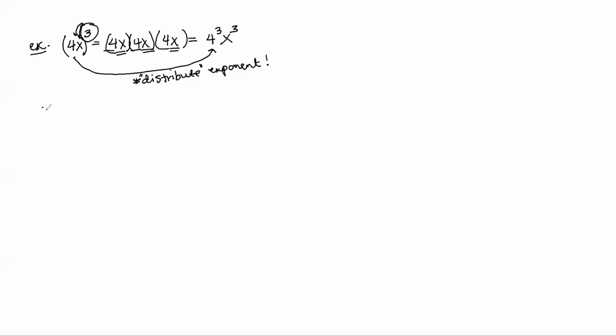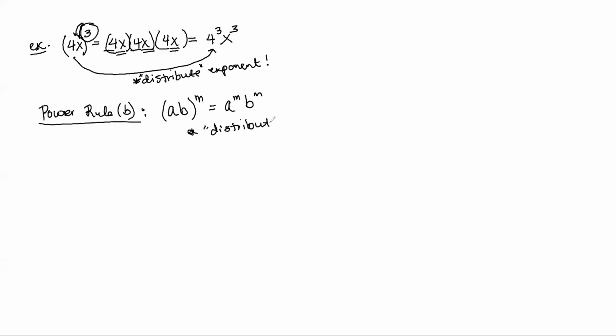Okay, so that is our power rule B, I believe. So this one just says if we have a product, so A times B, and we raise that whole thing to the m power, then we're going to kind of distribute that exponent in, and we get A to the m, B to the m. So we're going to distribute the exponents.